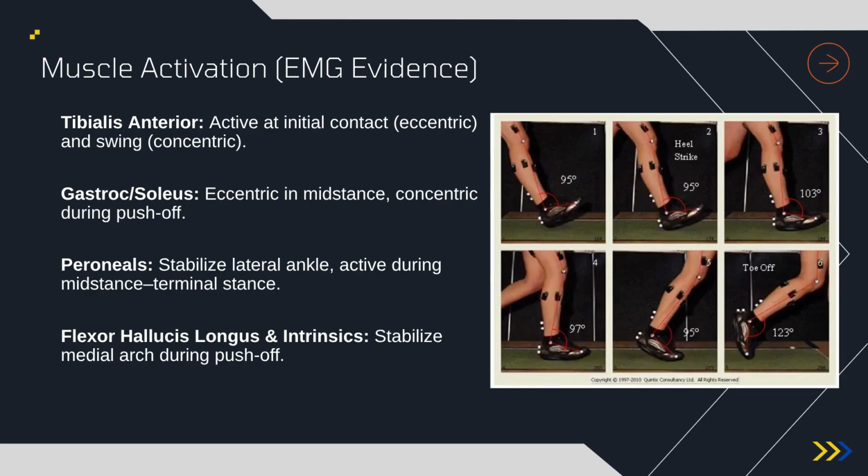Peroneals stabilize the lateral ankle during stance. Tibialis posterior and intrinsics stabilize the medial arch during push-off. Timing matters more than peak strength. Poor timing will equal poor gait.